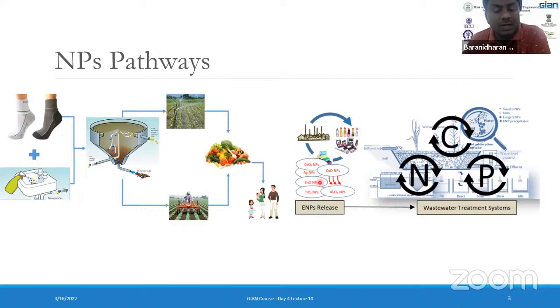So the ENPs are nothing but the engineered nanoparticles released into the environment, be it the soluble nanoparticles or the insoluble ones. So all pose a severe threat to the environment, and then they keep changing between the nanoparticle form and the ionic form. They pose a severe threat to the treatment system as well as the environment.